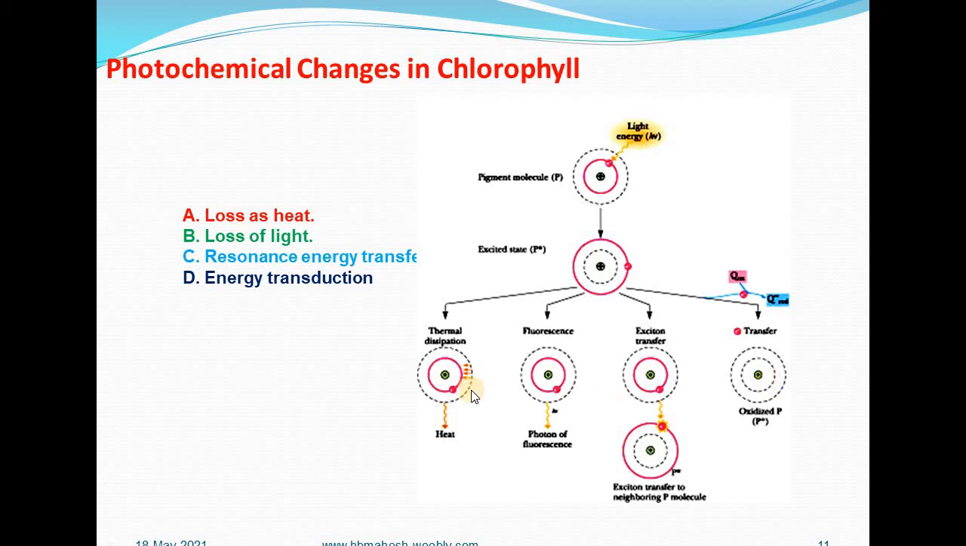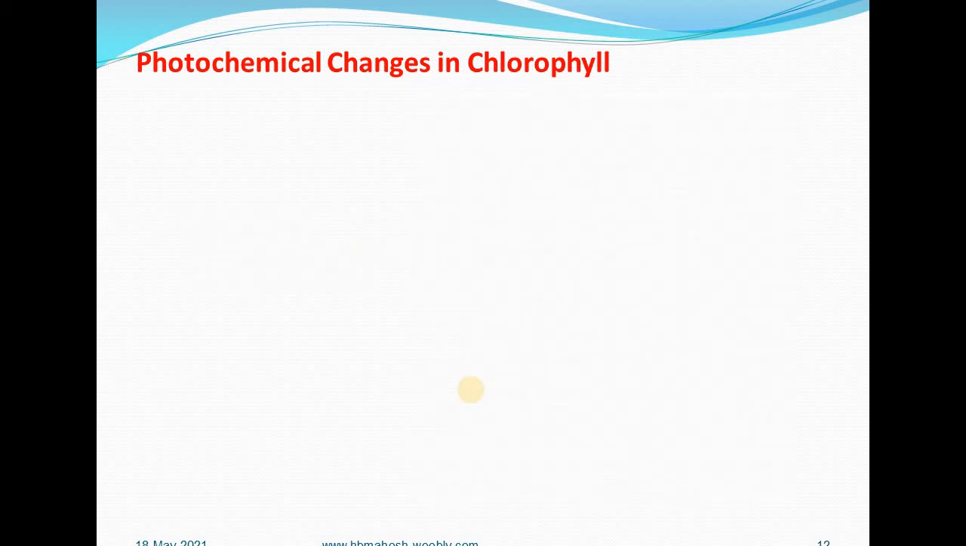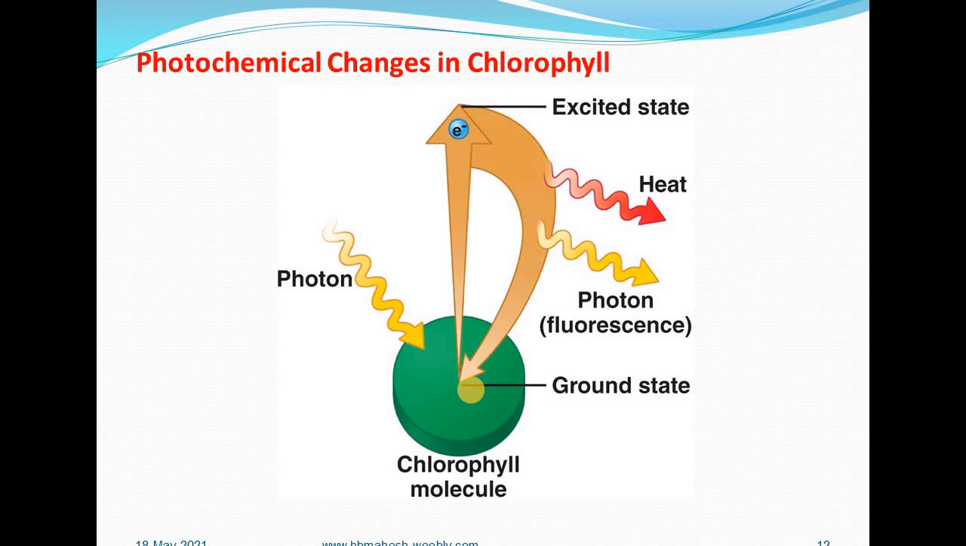See, this slide shows the different modes of energy transfer from one pigment to another. Next, photochemical changes in chlorophyll. In the previous slide, I showed it in the form of diagrams. See here, please follow my cursor. This is a chlorophyll molecule. When a photon impinges against this chlorophyll molecule, the electrons which are in the ground state receive the energy, then get excited. So it will be kicked to the outer orbit.